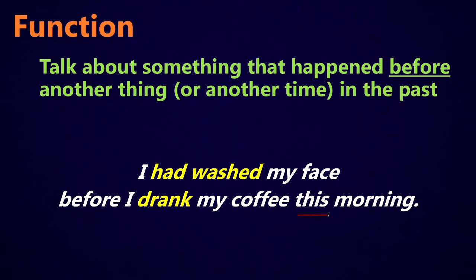Both of them happened this morning, which means that they were both in the past. So as I'm speaking right now, these two actions are in the past. Now, which one of these happened first? The one that happened first is going to use the past perfect form of the verb. So this one happened first, and the one that happened second is going to use the past simple. So, I had washed my face before I drank my coffee this morning. Both actions are in the past. Washing my face happened first. Drinking my coffee happened second in the past.